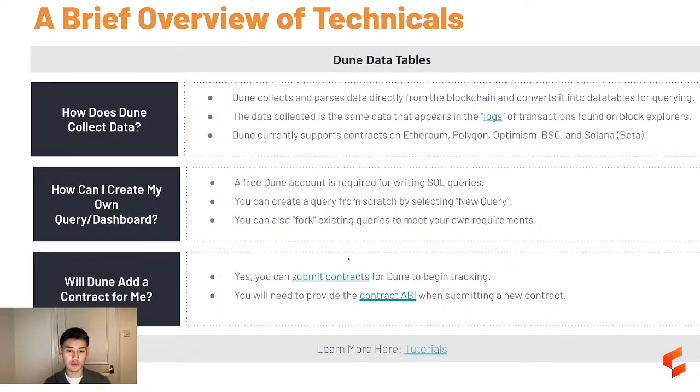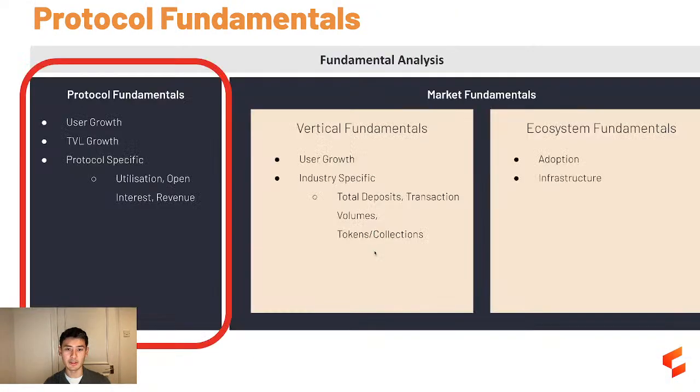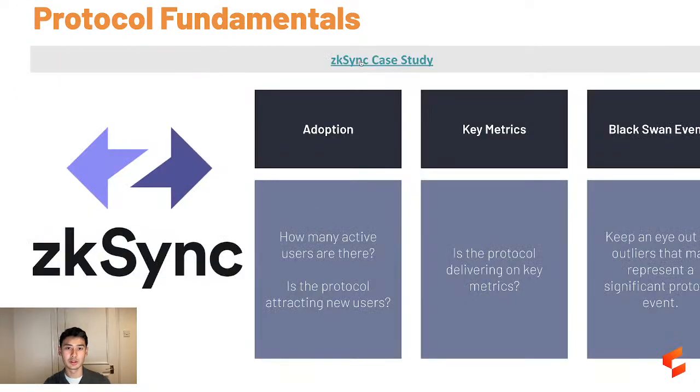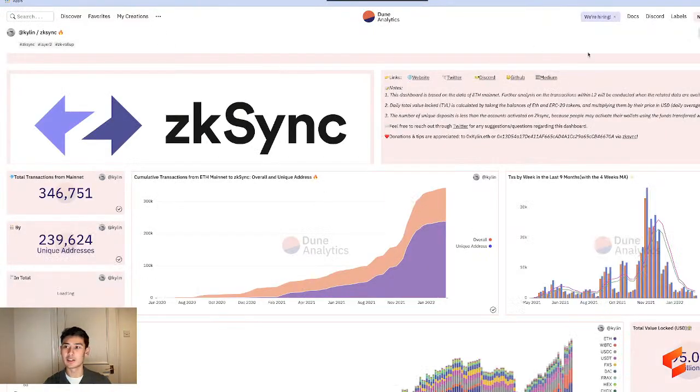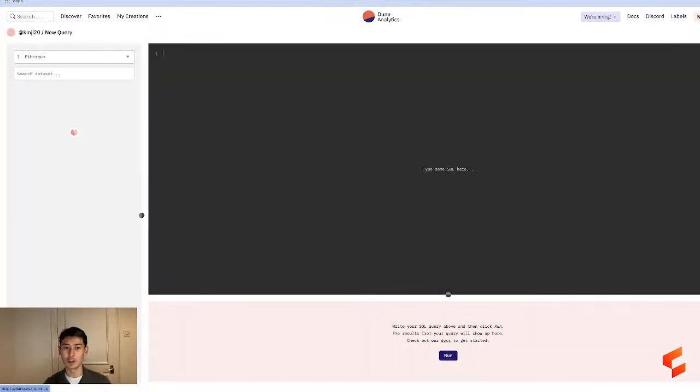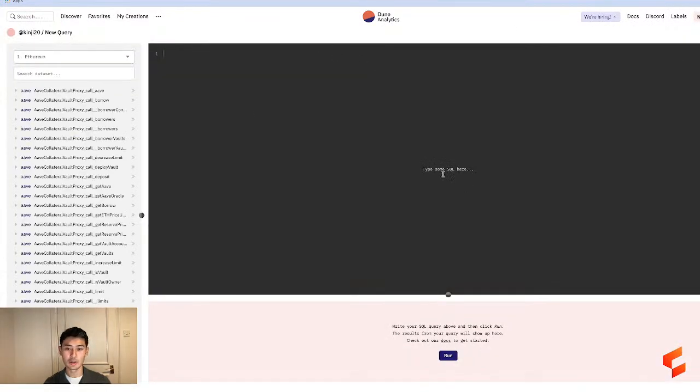Sorry, I'm going to have to go back to Dune. Yeah, perfect. So if you want to make your own query, you go to new query, and it takes you to this Dune page. From here, you can select what chain you want to work with. If you want to do something on Ethereum, you'd click on Ethereum.